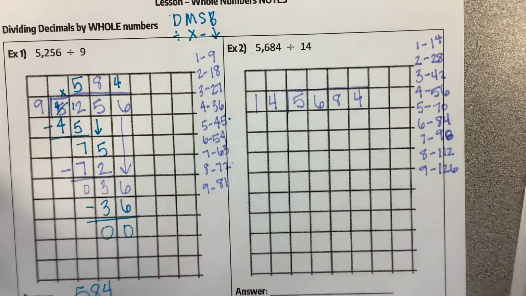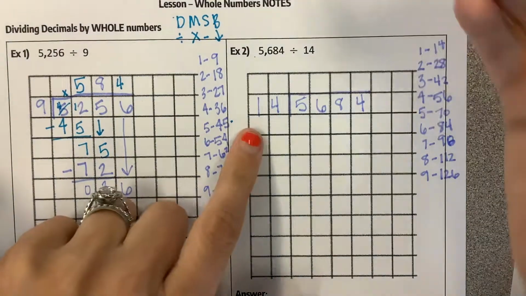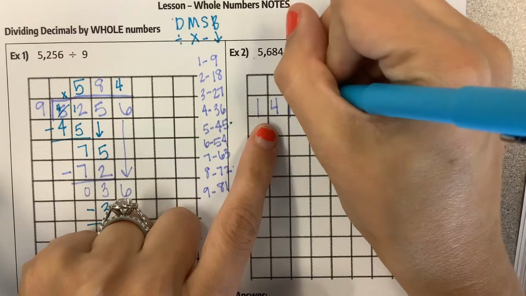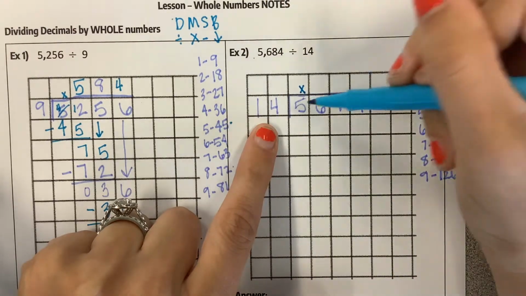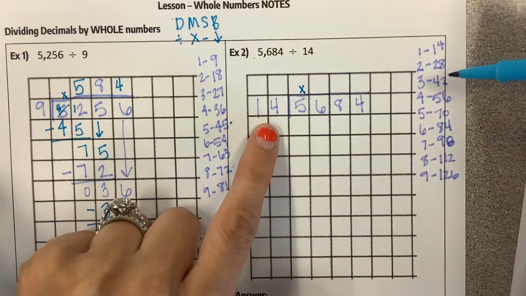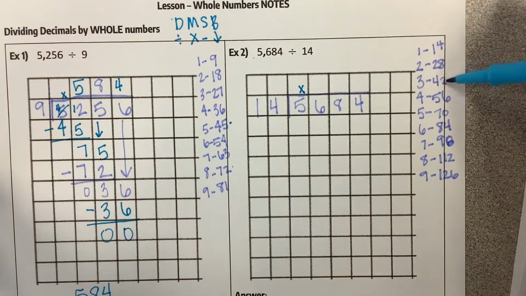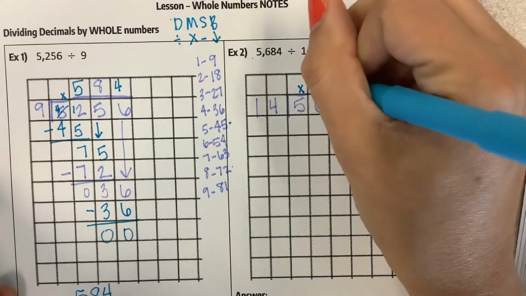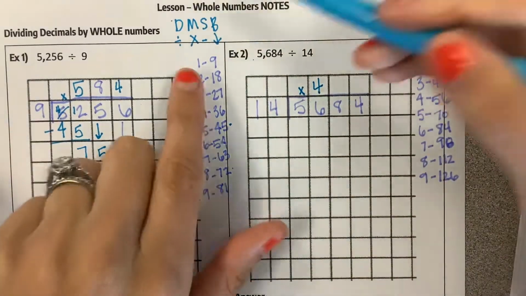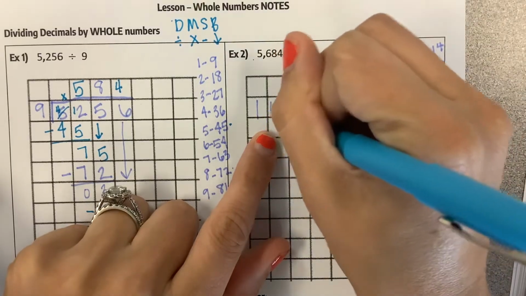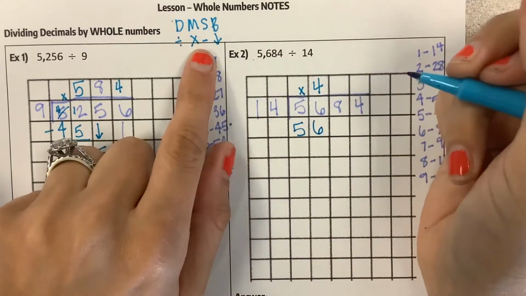Let's go ahead and start the division process. So we're looking at 14 goes into 5. Well, it's too big. It doesn't go into it, so I'm putting an X there. Now we're going to look at 56. How many times does 14 go into 56? Well, 14, 28, 42, 56, it goes in exactly 4 times. So we multiply. 14 times 4 is 56. Next step is to subtract.